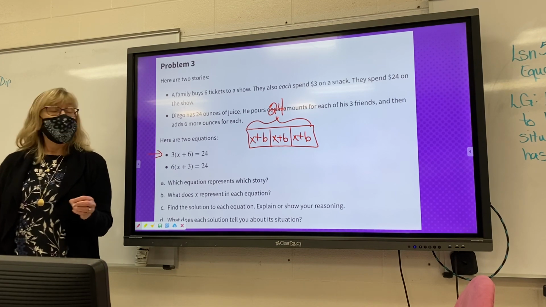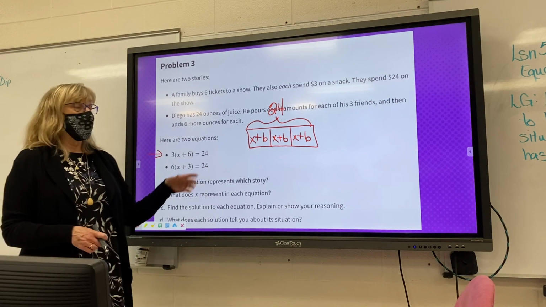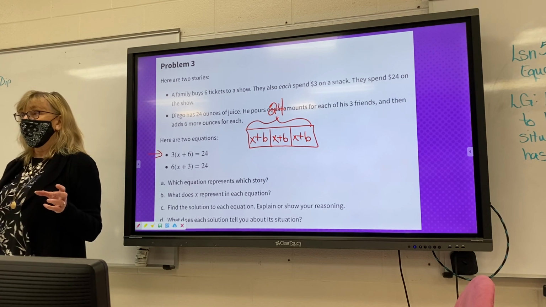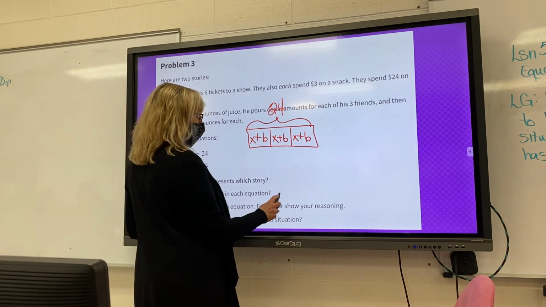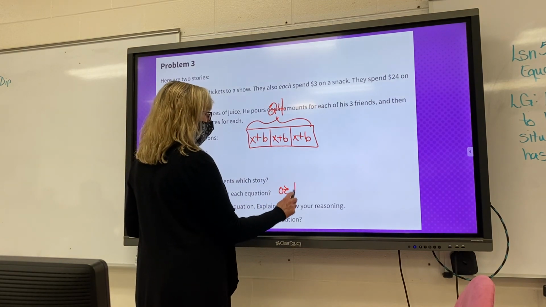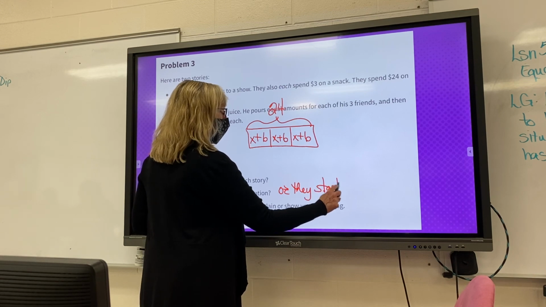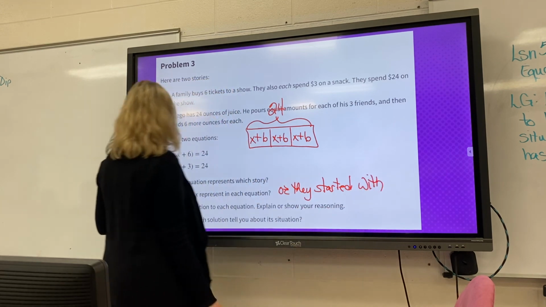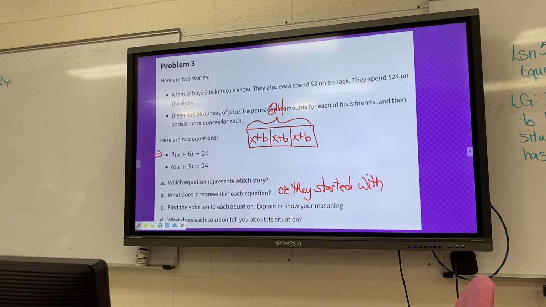initially? Okay, because he poured in another 6, right? Okay, X isn't the total amount each of them got. X is the amount they started with, okay? So X represents the ounces they started with. That's B. A is that one. All right, let's find the solution. What do we want to do first, Leon?